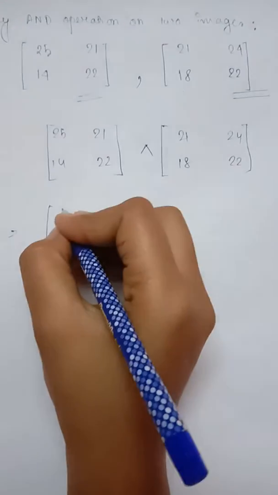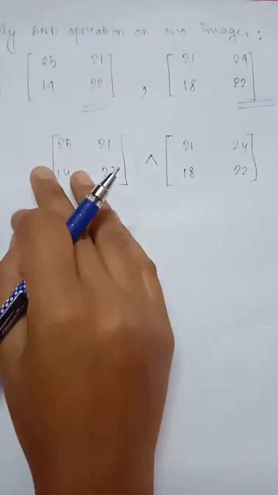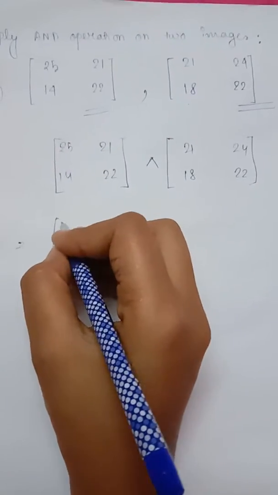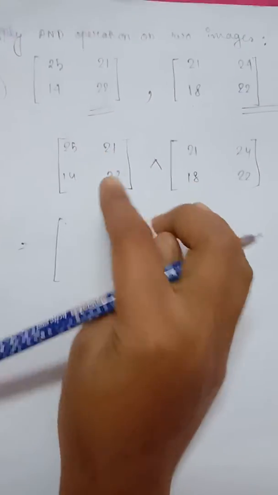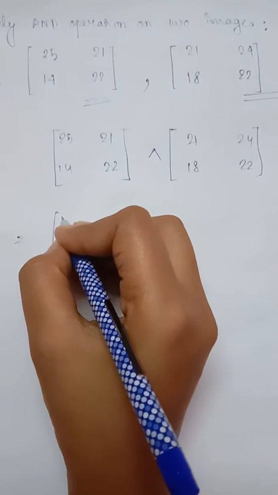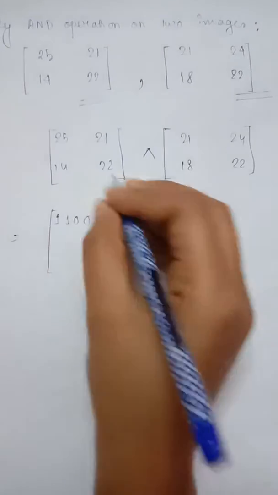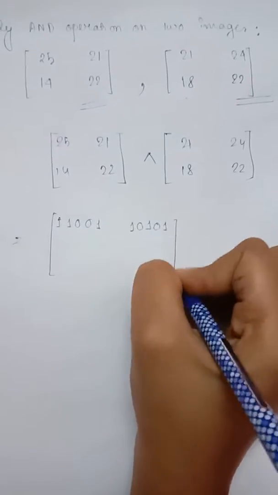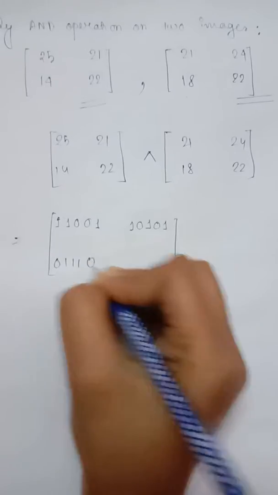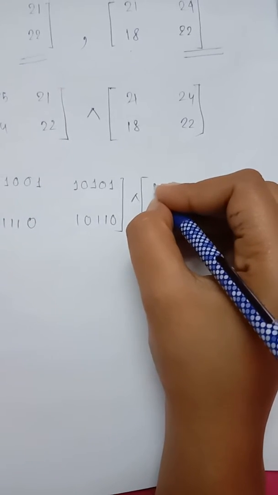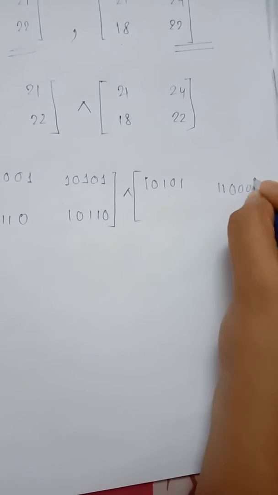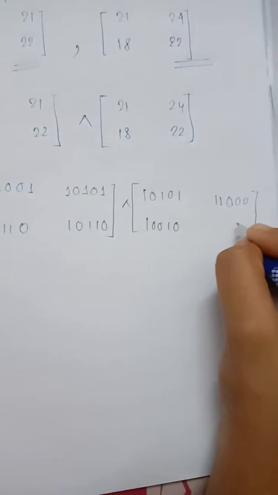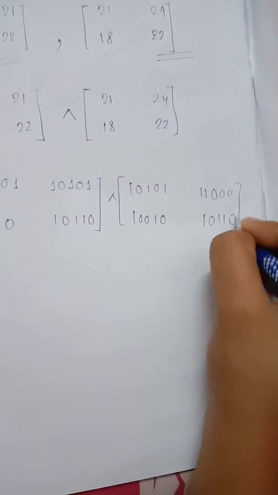For 25, if you convert it from decimal to binary, as I have performed it earlier, I'll directly write it, but you have to perform the binary operations and write. For 25, the binary form is 11001, 21 is 10101, 14 is 01110, 22 is 10110. For the second matrix, 21 is 10101, 24 is 11000, 18 is 10010, and 22 is 10110.